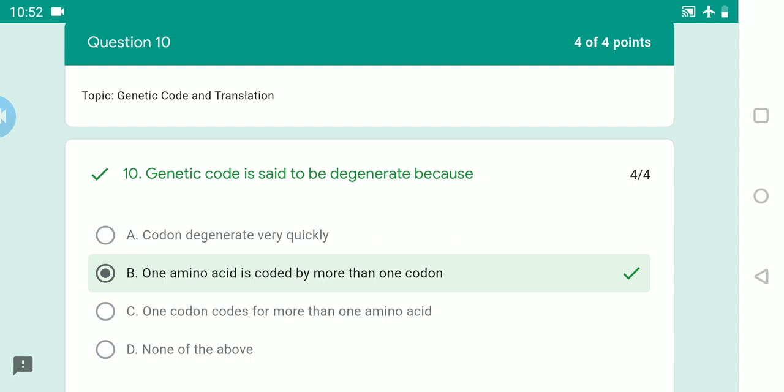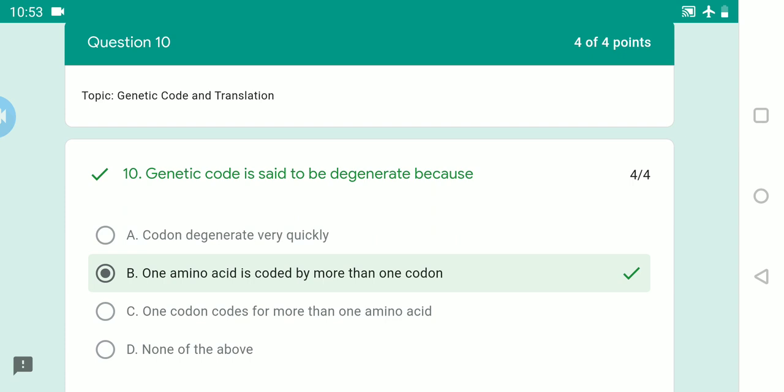The next question, genetic code and translation, is also related to that. Genetic code is said to be degenerate because, this question is a direct one actually. Just now I told you the characteristic features of the genetic code. Genetic code is said to be degenerate because one amino acid is coded by more than one codon. If you see that table we gave, the combination of codons responsible for the synthesis of amino acids, I told you there are 64 codons. Out of those, 3 are nonsense and 61 codons code for the 20 amino acids.